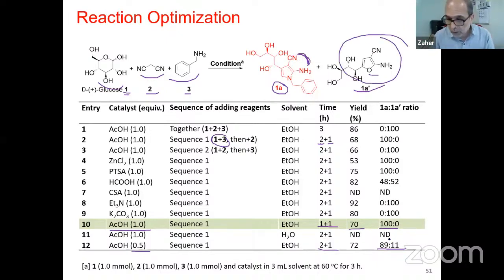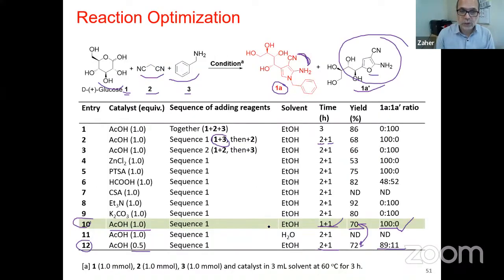So for me, which kind of catalyst do I prefer? Which kind of condition do I prefer? Do I prefer condition 10 or condition 12? No, in fact, I prefer condition 10 because it gives me selectively the product. All right. The difference between the yield is not much. This is 70 and that one is 72, and the reaction time is even less. Therefore, number 10 is the optimum reaction condition.